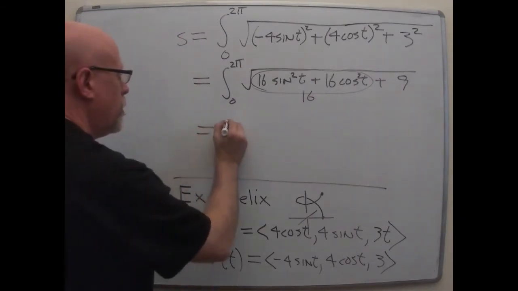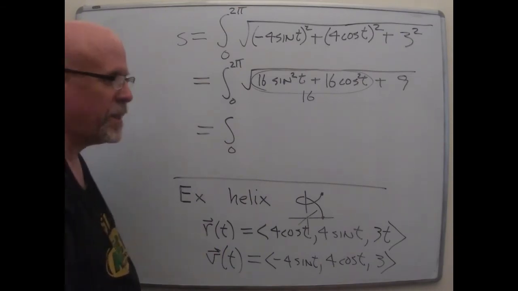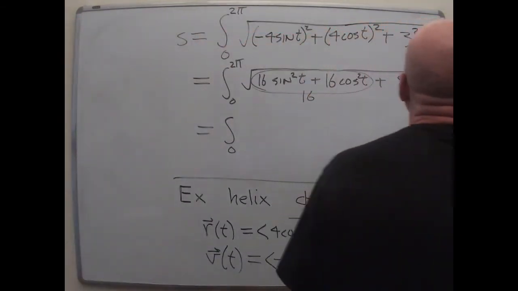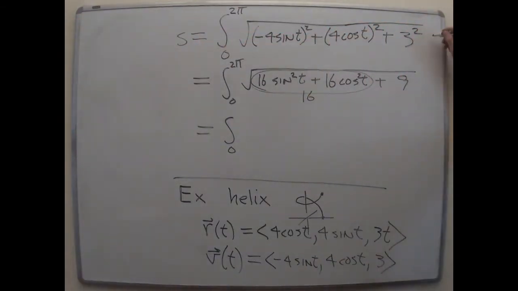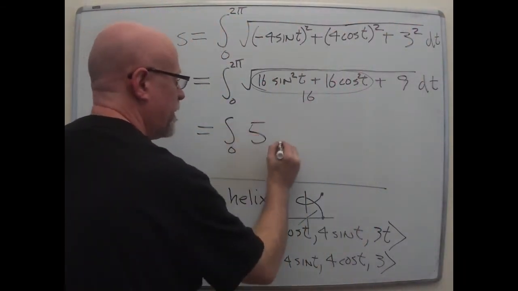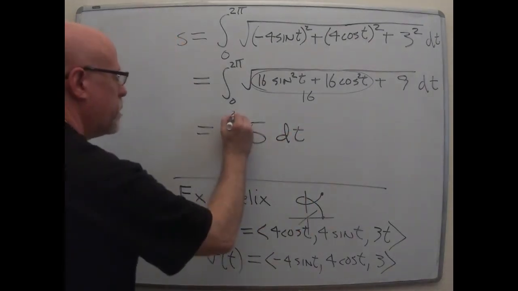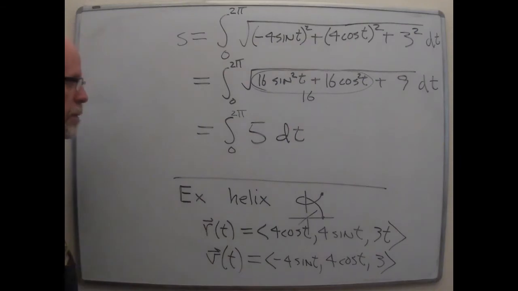So you have the integral from 0. Oh, darn, I just recognized something bad I did. When you integrate, you always have to end with a d something or other. These are integrals with respect to time, so that should be dt there. And the square root of 25, that's 5 dt. I forgot the upper limit too. Integral 0 to 2 pi of 5 dt.